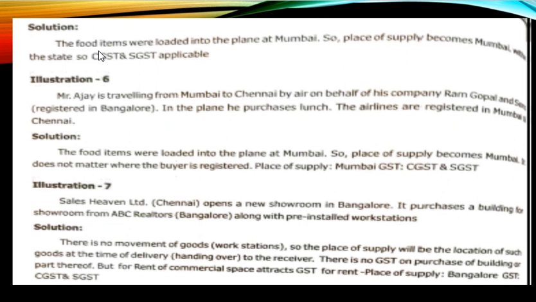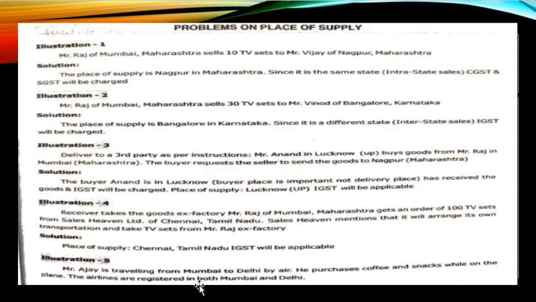So the location of the first departure of the plane will be considered as the place of supply for any service given on the conveyance. Here the customer boards the plane at Mumbai, going from Mumbai to Delhi. As he purchases coffee and snacks, we consider the departure. As the airline is registered in both Mumbai and Delhi, it is Mumbai to Mumbai. So the place of supply would be considered as the first departure place.